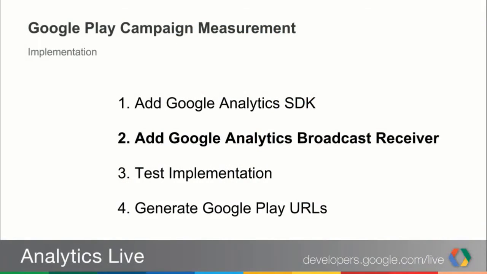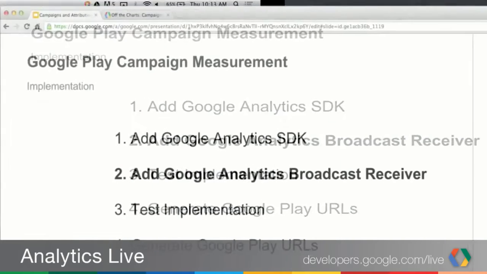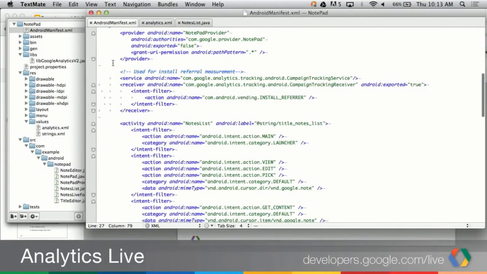So once the SDK is implemented, however you're going to do that, the next step is to make sure that the broadcast receiver actually gets implemented as well. And this is going to be the receiver that takes that install refer intent that the Google Play Store is going to send to your app. So really quickly, what that's going to look like. If we go to the Android manifest file, you can see I've already added it here. And you can get this from the developer site, or it's in the Java doc as well. But basically, it's a service and the receiver.